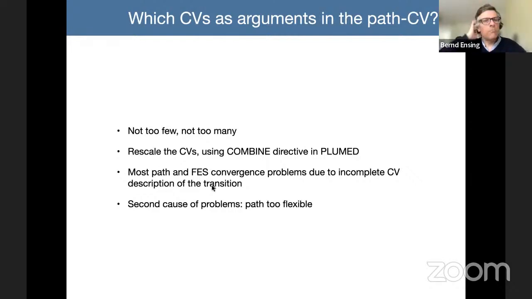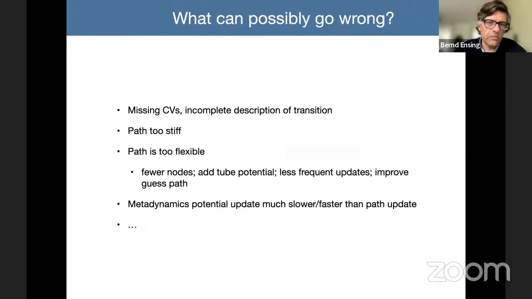Most path and free energy convergence problems are due to an incomplete collective variable description of the transition, right? So of course, you need good collective variables. Second cause of problems, the path is too flexible, and there are things you can do about it. And so what can possibly go wrong? Well, as I said, if you miss collective variables, then convergence will be a problem, and you have an incomplete description of the transition, and you should go back to the drawing board and see what other collective variables could be important. If your path is too stiff, it doesn't move enough, then you should add more nodes. Make a longer path, or add more nodes to your path.